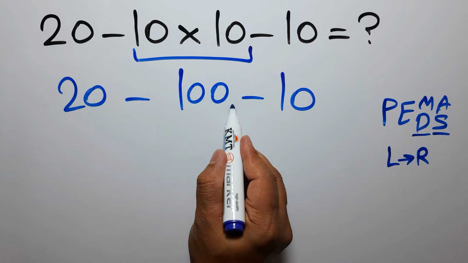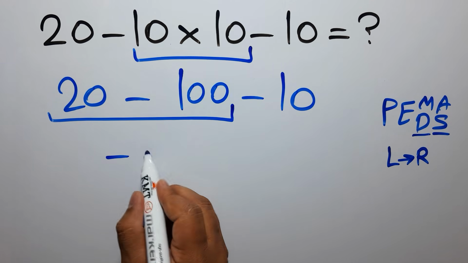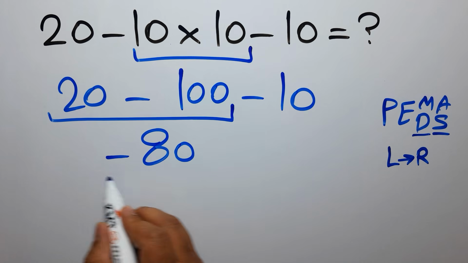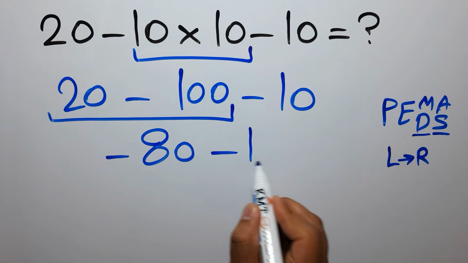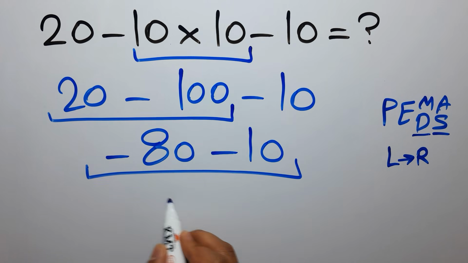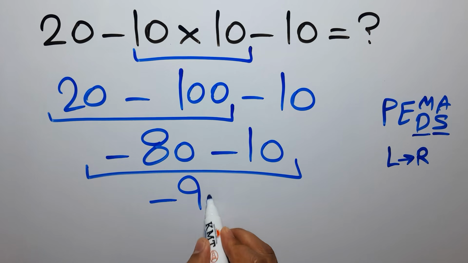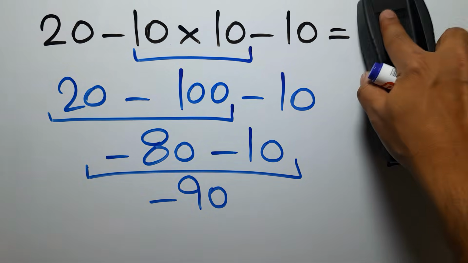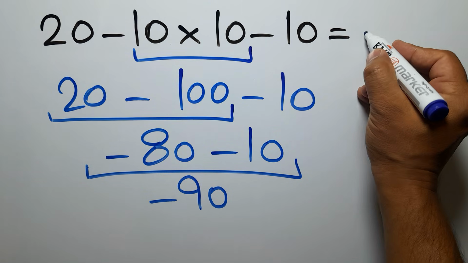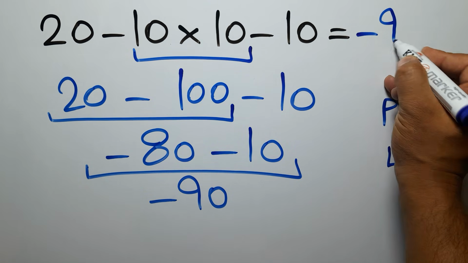20 minus 100 equals negative 80. So negative 80 minus 10 gives us negative 90. And this is our final answer to this problem. The correct answer is negative 90.